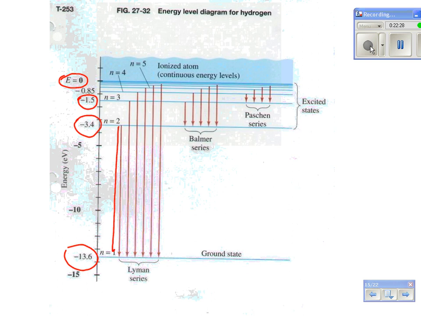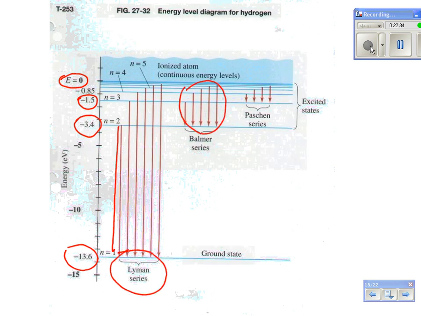And I believe the ones that are visible are in the Balmer series. Somewhere in here are the ones that are actually visible light. These are actually going to be ultraviolet, those are ultraviolet spectral lines. And these are going to be infrared spectral lines, because their energy levels are lower than in the visible spectrum. When we get into the electromagnetic spectrum, we'll talk more about that.